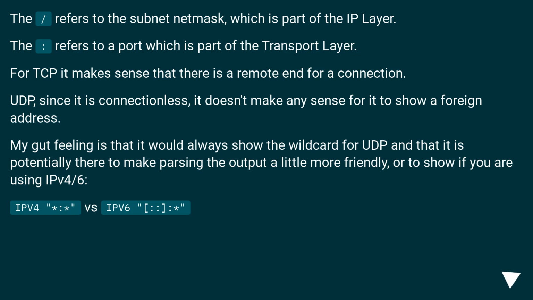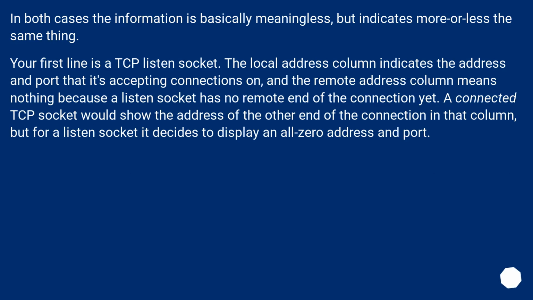IPv4 *:* versus IPv6 [::]:*. In both cases, the information is basically meaningless, but indicates more or less the same thing. Your first line is a TCP listen socket. The local address column indicates the address and port that it's accepting connections on, and the remote address column means nothing because a listen socket has no remote end of the connection yet.